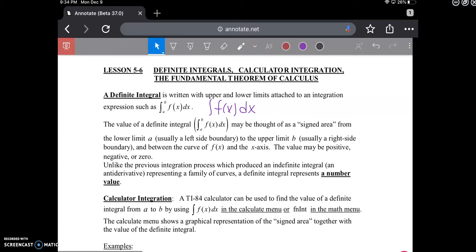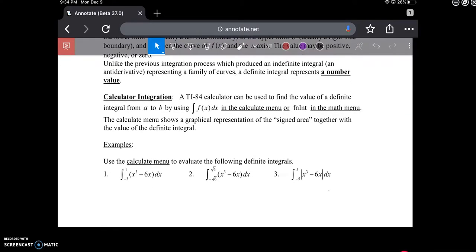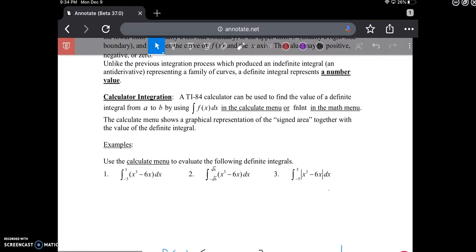The cool thing about it is that because it's a number, just like derivatives where we're finding a value at a point, we can actually do this on a calculator. So go ahead and get your calculators out.